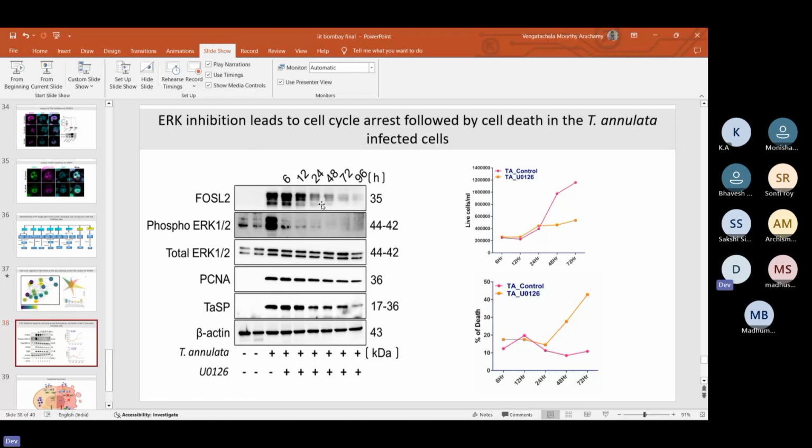And one of the proteins that we have taken, and ultimately we are going to represent all the proteins in our data. So here we have only highlighted FOSL2, and there is a drastic decrease in the FOSL2 level, which suggests that ERK inhibition leads to cell cycle arrest and ultimately cell death, which suggests that ERK is one of the important kinases for Theileria.